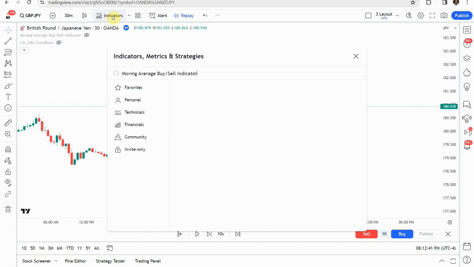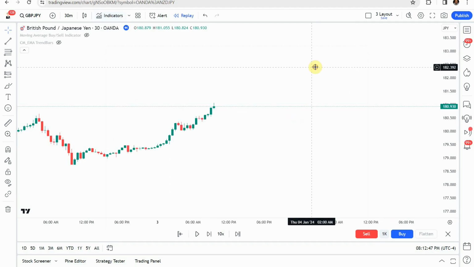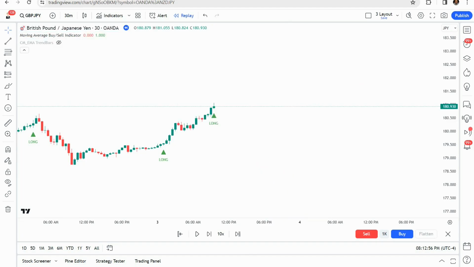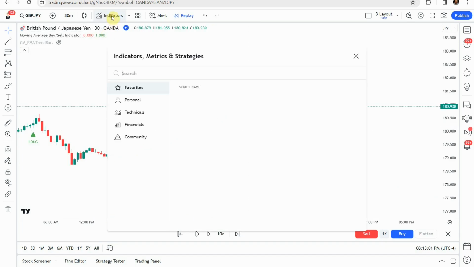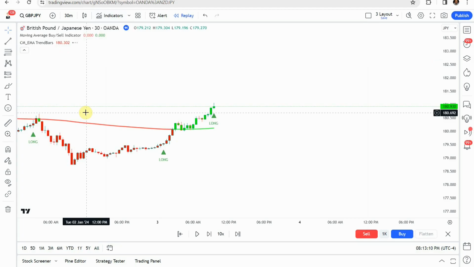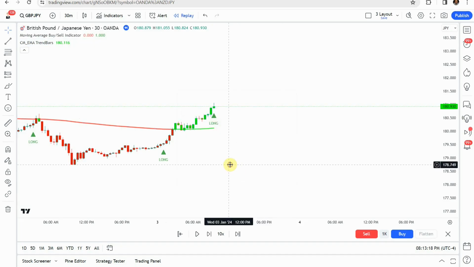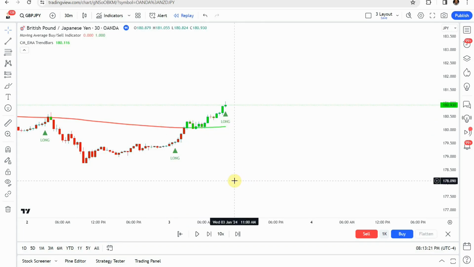The first indicator we will add to the screen is going to be the moving average buy sell indicator, this one right here. And so you'll add that to the screen and you will jump into the settings, and under the moving average here, you're going to change that to 14. The next indicator you will want to add to the screen is going to be the CMEMA trend bars, this one right here. And so you'll add that to the screen, and again you'll jump into the settings real quick, and under the EMA uptrend setting you're going to change that to 200. Click OK, and you should have everything set up like I have on screen now.